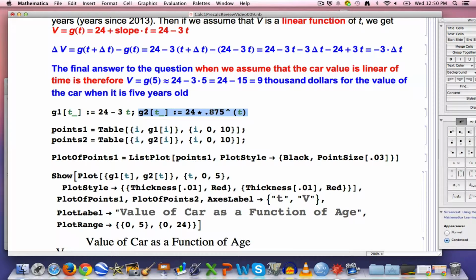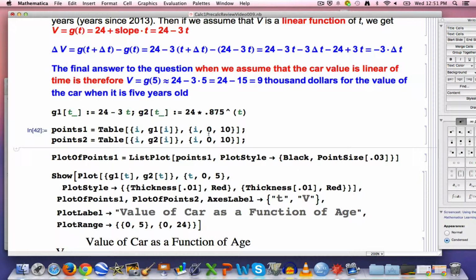24 again is the initial value of the car. Now we have times 0.875 to the t, a number less than 1 to the t power. That's exponential decay. The fact that we use 0.875 here means, one way of thinking of it is the value of the car the next year is 87.5% of the preceding year's value, and that'll work for any year. Another way of thinking of that is that the value goes down by about 12.5% every year.